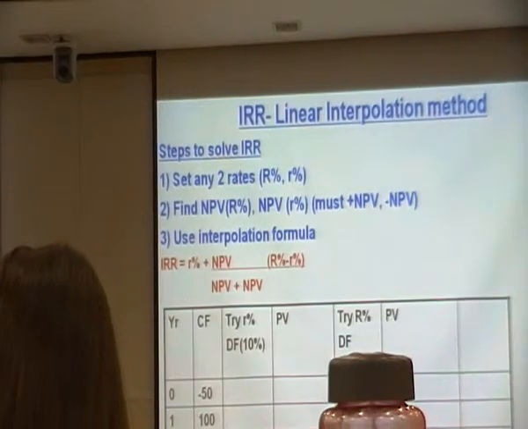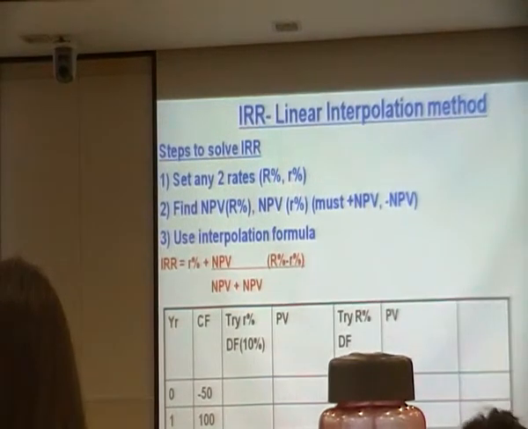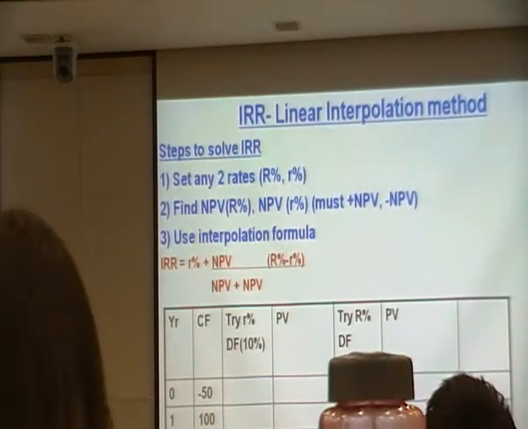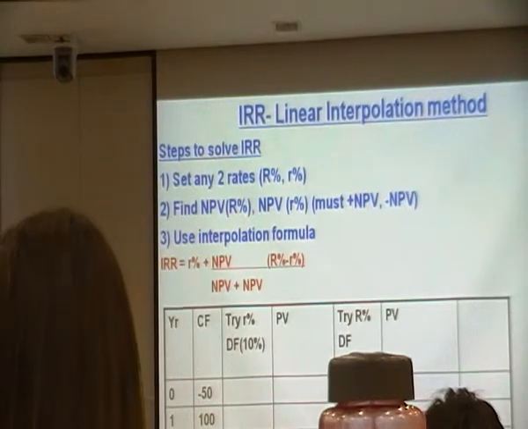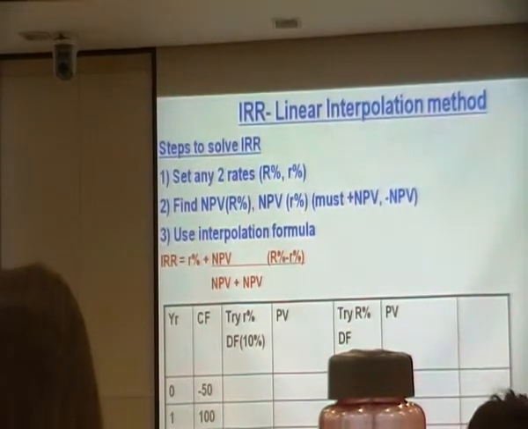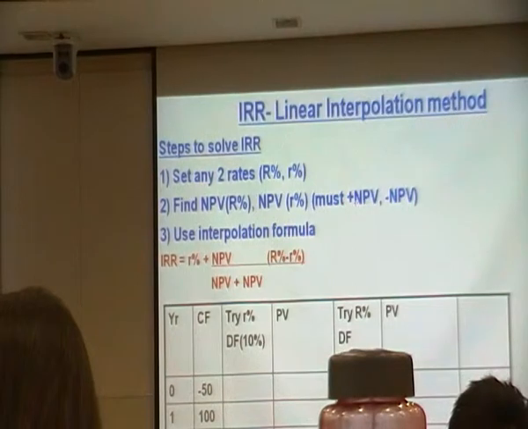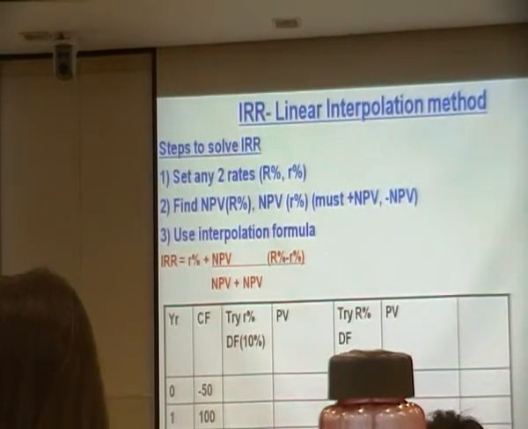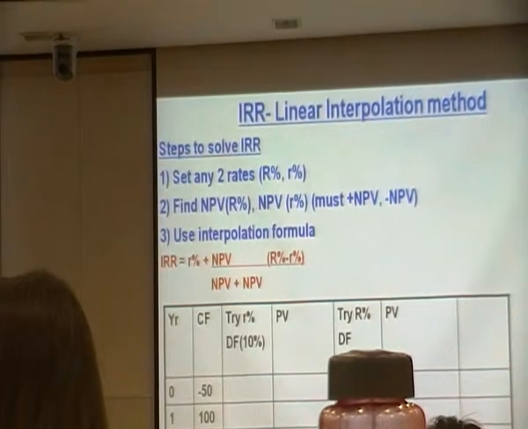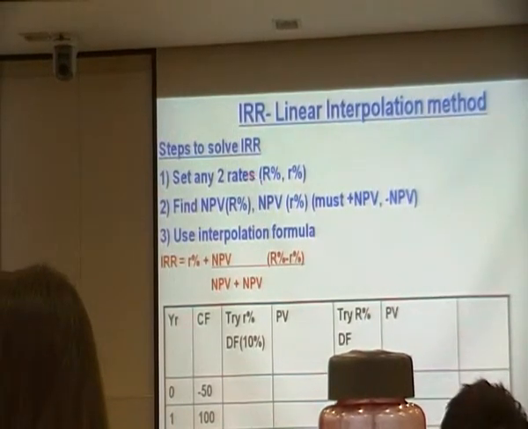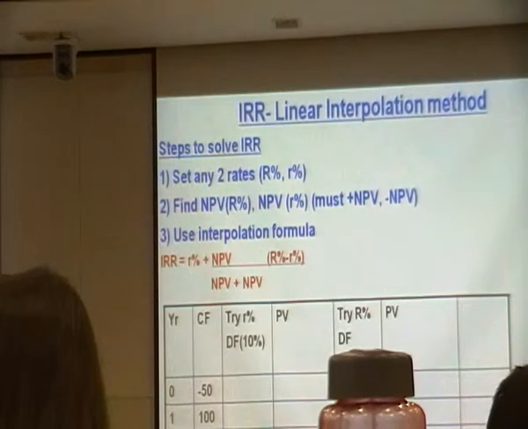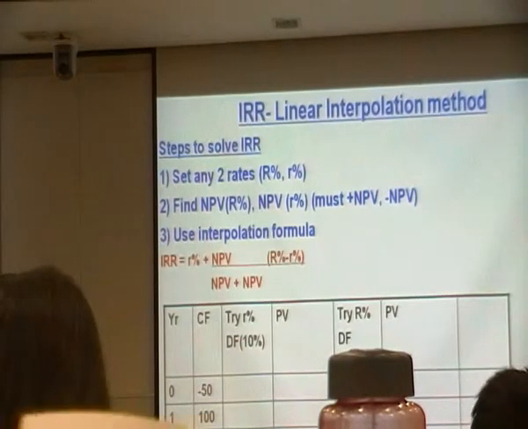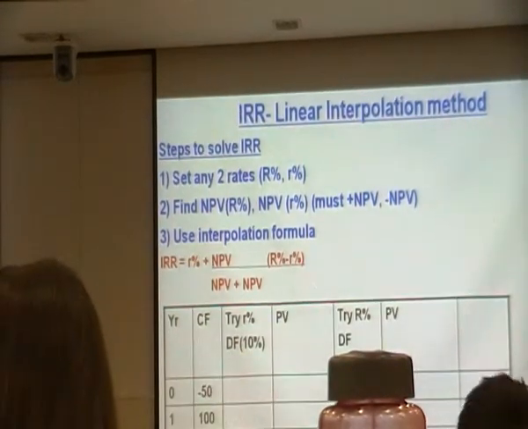This is the step that I showed you in the key concept before. Steps to solve: step 1, try a small rate; step 2, try a big rate and find the NPV for both, but it has to be one positive, one negative. Step 3, plug into the interpolation formula. In the exam, you don't have this. You have to know the steps and remember this formula.